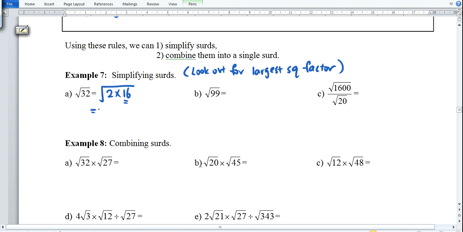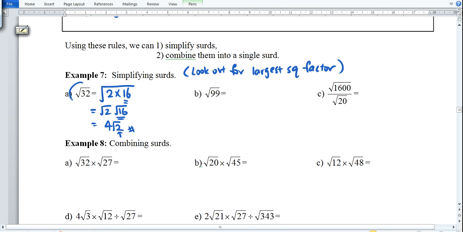So if I write it as square root of 2 times 16, I can split it up into square root 2 and square root 16. And square root 16 can be rewritten as 4. And then I have the square root 2. So this is considered simplified, because in this surd, square root 2, I can no longer find a largest square factor to break it up anymore. Now, how can you also check whether you are right?